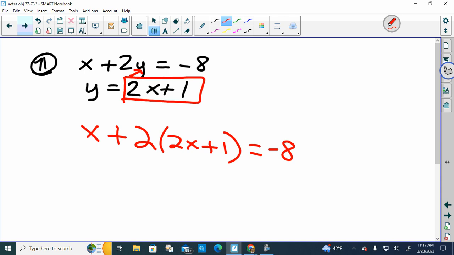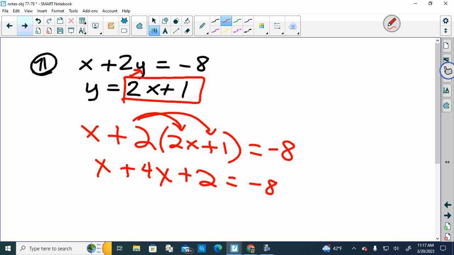So by replacing that, all you're doing is getting one variable versus having two variables like the other equations. Okay, so now we just need to solve for x. So we're going to distribute. Okay, so I have x plus what? 2. 4x. Okay, and then I distribute to that one, so then that one's going to be 2.